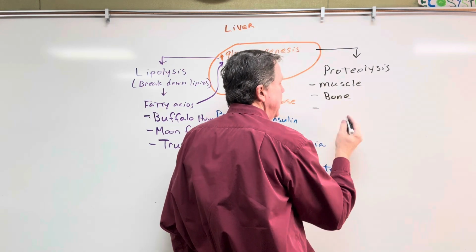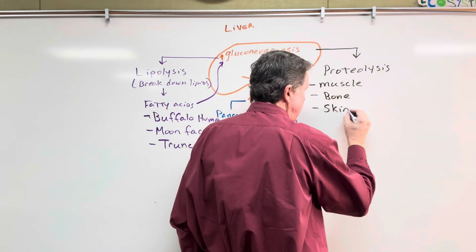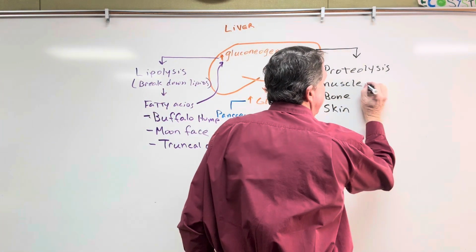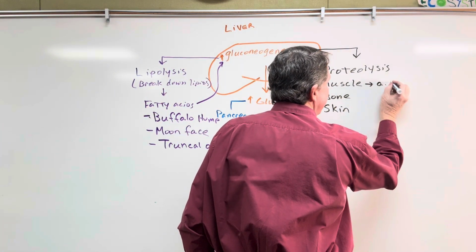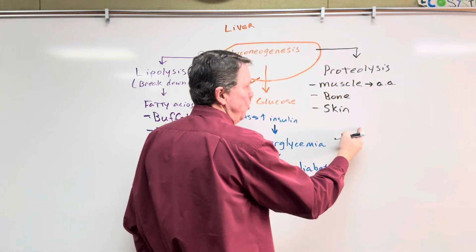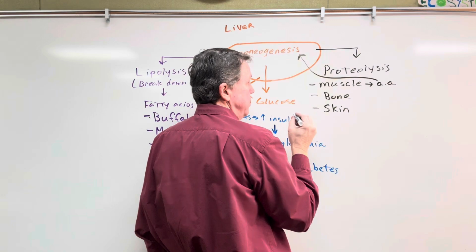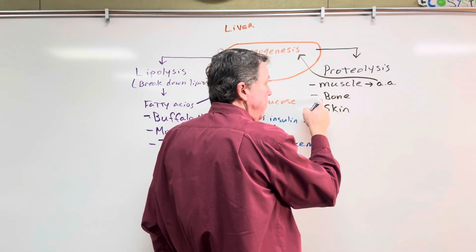And we're also going to get it from the skin. And here's what's going to happen. In the muscle, it's going to break the muscle down, and it's going to break it down to amino acids. It's basically going to break all of these proteins down into amino acids. And then again, those amino acids can be used for gluconeogenesis. So that's what's going to happen in muscle.